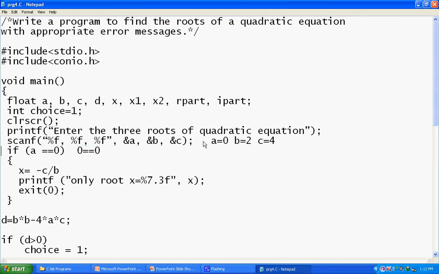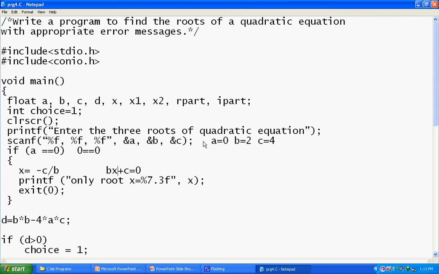Condition is true. The control will jump inside the if statement where it says x is equal to minus c by b. How did I get x is equal to minus c by b? Let us just find. We have the quadratic equation as ax square plus bx plus c. As the value of a is 0, I'm going to lose this term here. So we are left with bx plus c equals to 0.